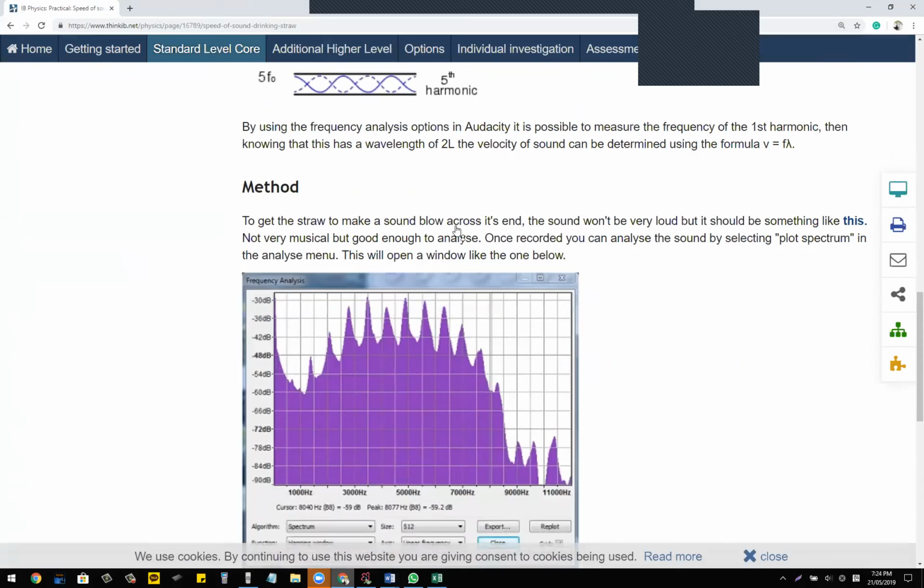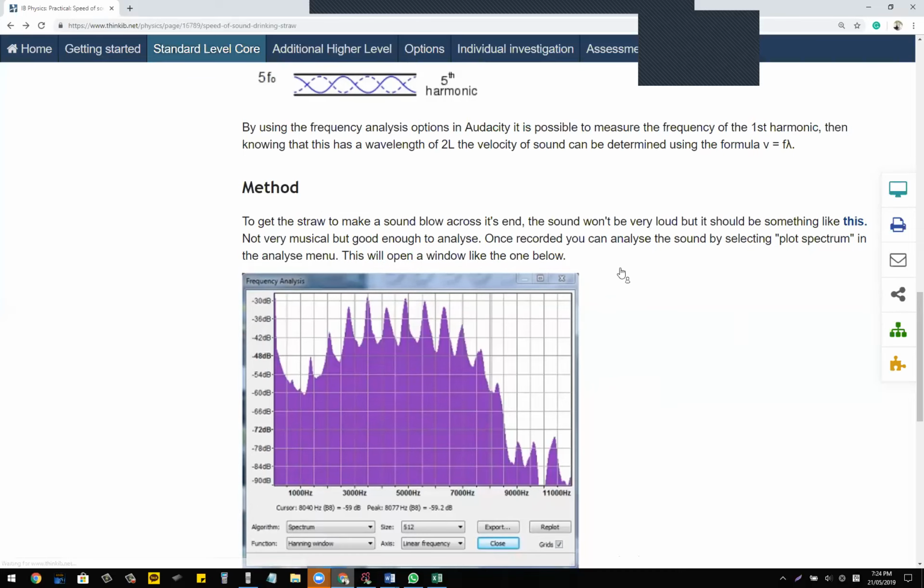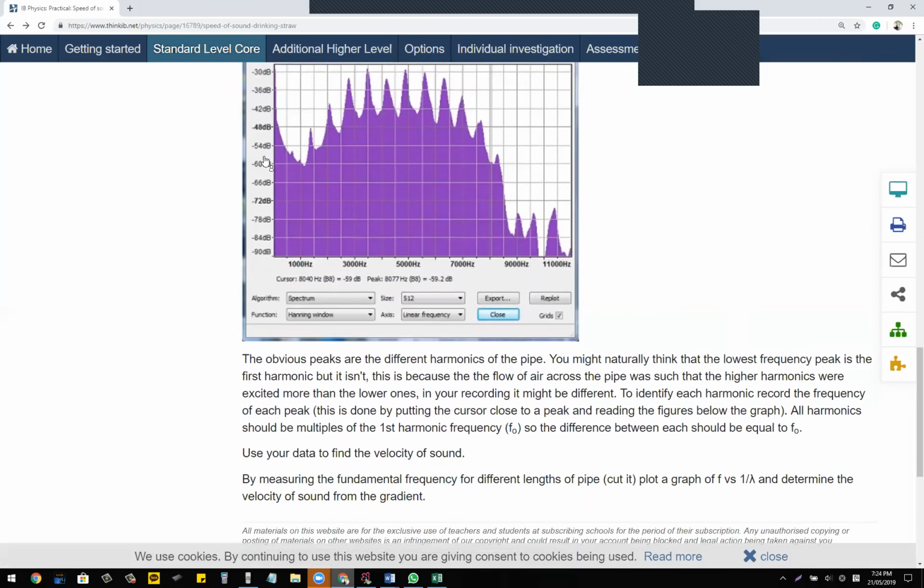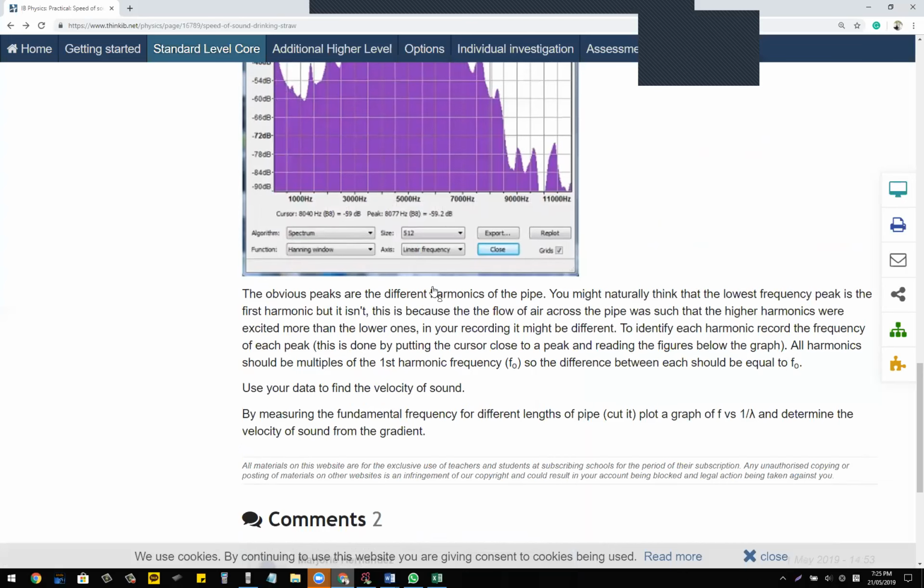To get the straw to make a sound, blow across its end. The sound won't be very loud, but it should be something like this. That makes sense. What happens is not very musical, but good enough to analyze. Once recorded, you can analyze the sound by selecting plot spectrum in the analyze menu. You get frequency and decibel. The obvious peaks are different harmonics of the pipe.